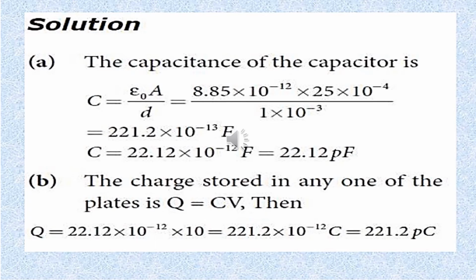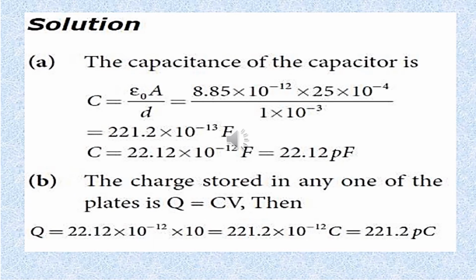Before we proceed, let's first find out about this epsilon with a subscript 0. Permittivity is what we call it, and it has a value of 8.85 raised to negative 12 C² per N·m². So, the capacitance of the capacitor is C equals permittivity multiplied by area divided by distance. So, 8.85 raised to negative 12 multiplied by 25.